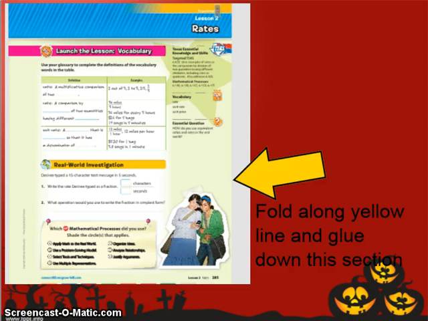Now you're going to take your information that we've gone over and you're going to cut, or not cut so much as fold and glue. Here, this tells you to take page 285 and you're going to fold along the yellow line, that's this one right here, and then you're going to glue down this section.